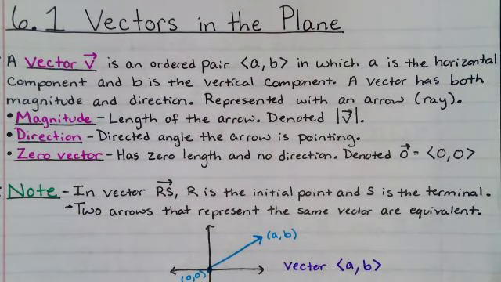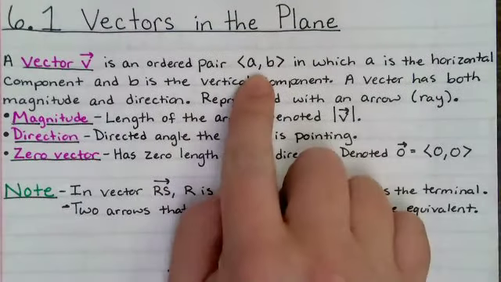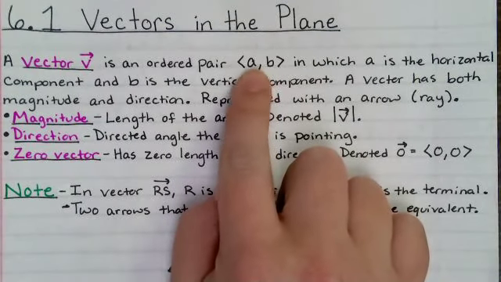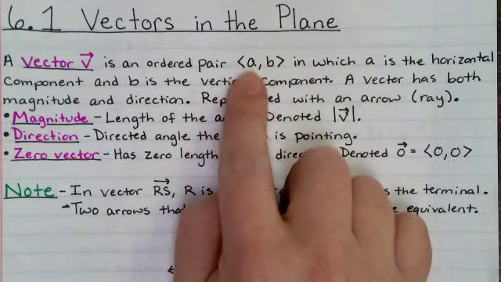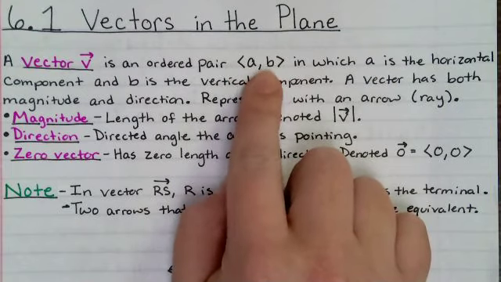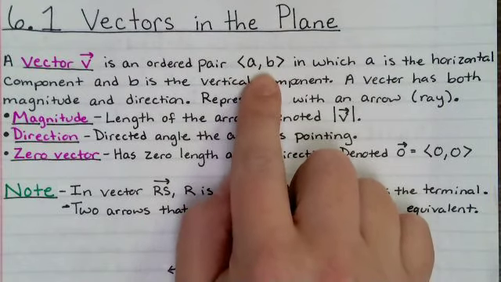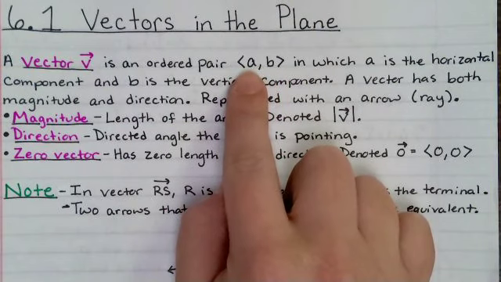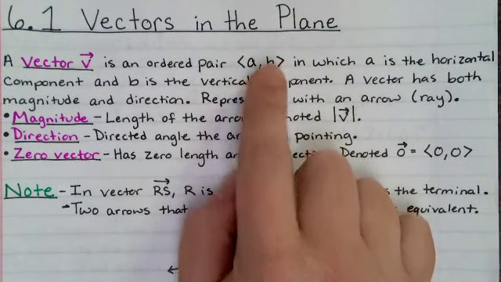So one way that we can see vectors represented is as an ordered pair. What you're seeing on your screen right here is the way that we would denote that. I want you to notice that these are not parentheses on either side. This is a, b with these little pointy brackets on each side, and that's very important that you use the correct notation, okay? The a is considered the horizontal component, and b is considered the vertical component.